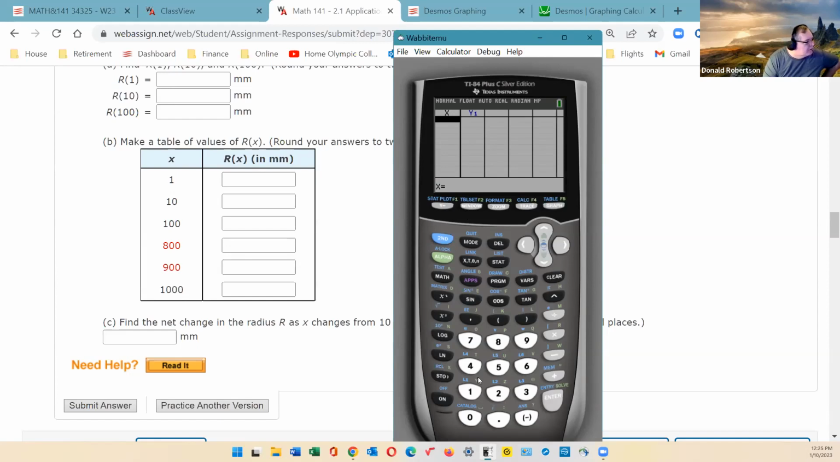Okay, here goes. 1 candle of light, 2 millimeters. Okay, if you plug in something that's 10, if you plug in 100 units of light, if you plug in 800 units of light, something that's even brighter, 900, if you put in 1,000, right.